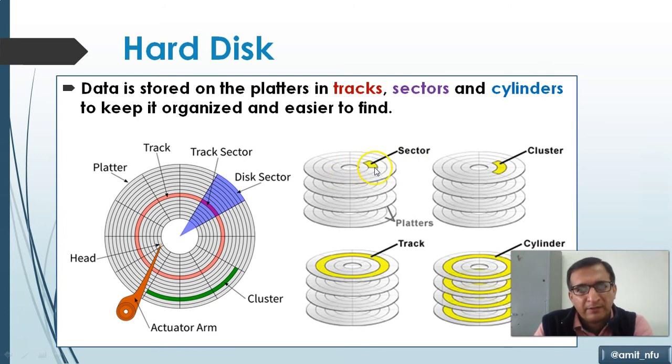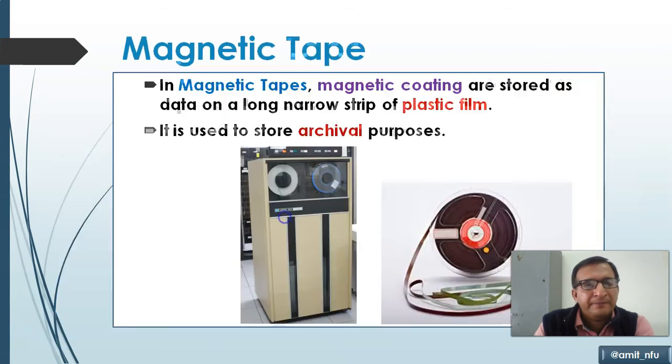On a platter, in the V shape there is a small sector on a track, and if we combine more than one sector, it makes one cluster. If many clusters are combined to form a circle, it becomes a track, and many tracks on multiple platters form a cylinder. The actuator arm controls the head to read or write information on the platter.